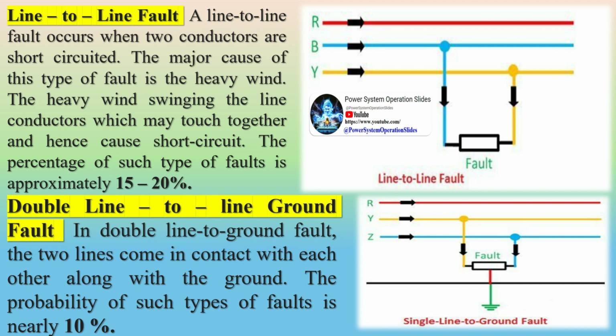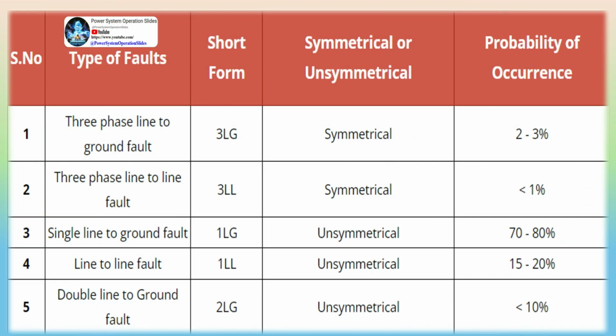Double line to ground fault. In a double line to ground fault, the two lines come in contact with each other along with the ground. The probability of such faults is nearly 10%.